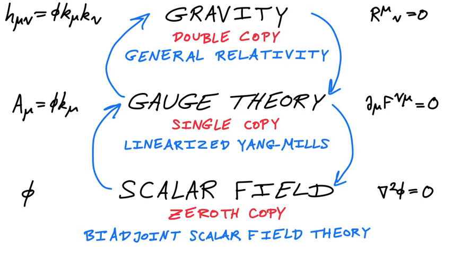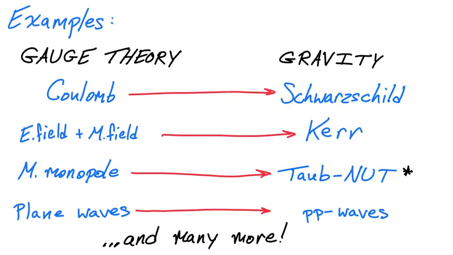Many examples of the classical double copy have been found so far, and displayed here are several of them. A Coulomb point charge double copies to a Schwarzschild black hole, which makes sense given that Schwarzschild is the unique, spherically symmetric static solution to general relativity, while the Coulomb solution is the same thing, but for electromagnetism.